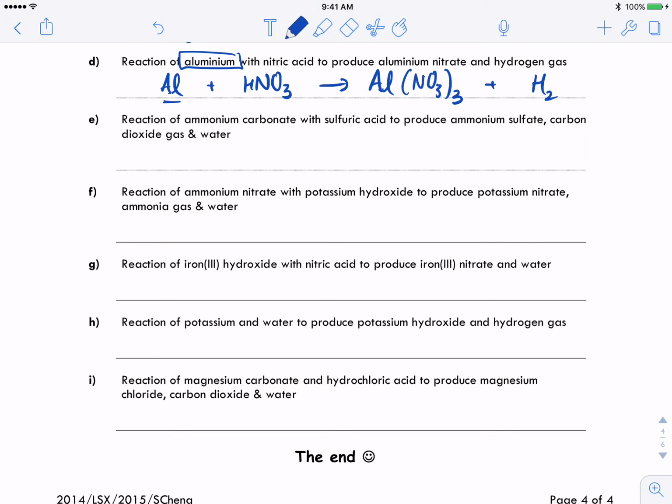Let's see, what do I need to balance? Okay, there's 3 nitrate here, 1 nitrate here, so I put a 3 in front. Then I notice that here, hydrogen gas, again, must always be an even number. So let's try making it even by changing it to 6, and this one times 2 instead. So I need 2 aluminium. Now, how many hydrogen do I need on the left hand side? I have 6. So on the right hand side, I need 2 times 3.